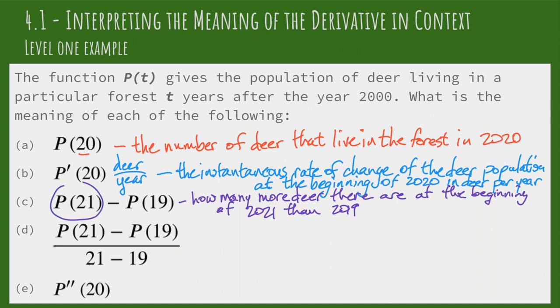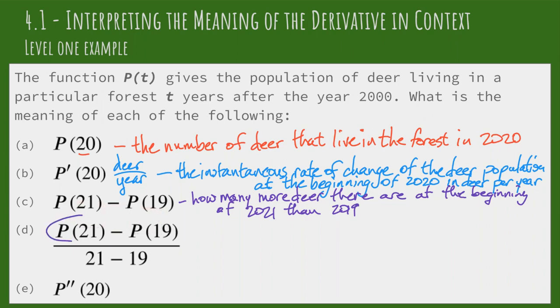Let's say January 1st, 2021, there's 5,000 deer in the forest. January 1st, 2019, there are 4,000 deer. So if we subtract them, that 1,000 deer that we get is the population difference. So that's how many more deer there are. If this were a negative value, then if we say how many more deer is a negative number, then that would indicate that the population is going down.